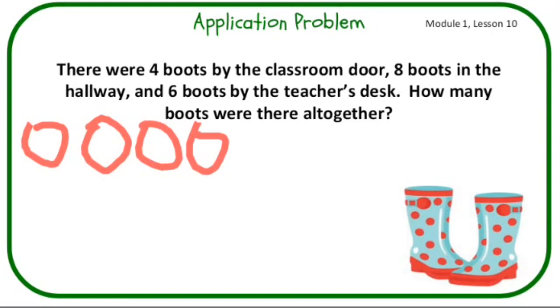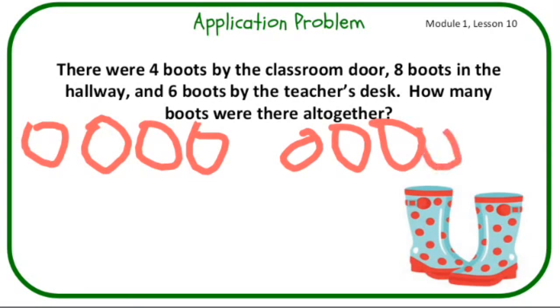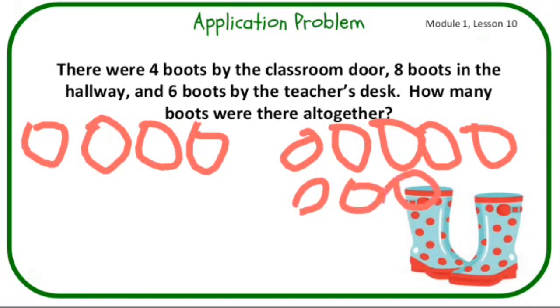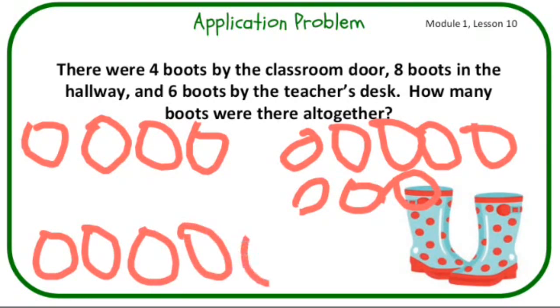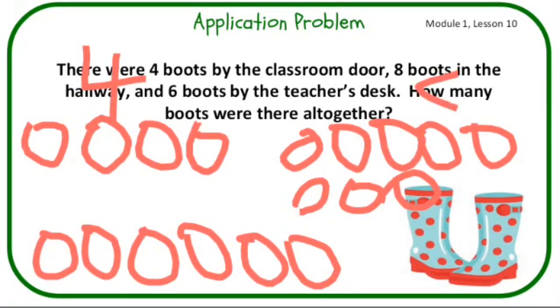8 booths in the hallway. So 1, 2, 3, 4, 5. Don't forget I'm counting my 5 group way. 6, 7, and 8. And the last says 6 booths by the teacher's desk. So 1, 2, 3, 4, 5, and 6. Now let's solve. Don't forget we want to make 10. Now which of these will give you 10? This is 4, this is 8, and this is 6.